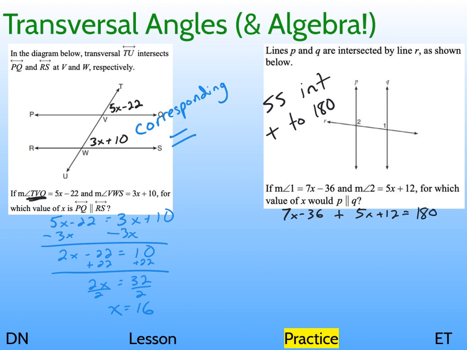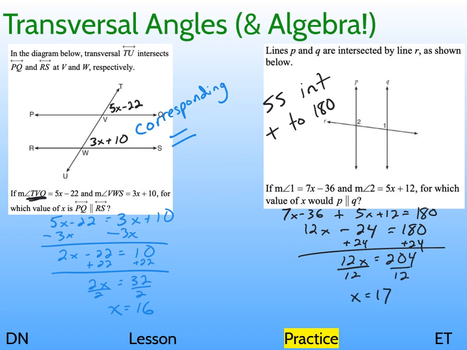Now we can combine the like terms. The 5x and the 7x go together. Add those up and you get 12x. Then we have a negative 36 and a positive 12, which goes to negative 24. And all of that should equal 180. Again, we have a simple two-step equation here. So add 24 to both sides, and you're left with 12x equals 204. When you divide both sides by 12, you see that x equals 17.